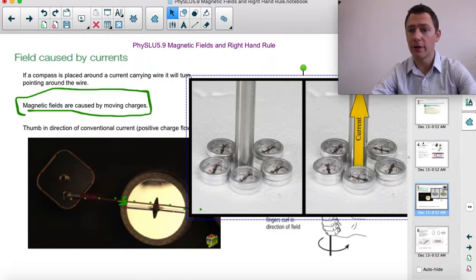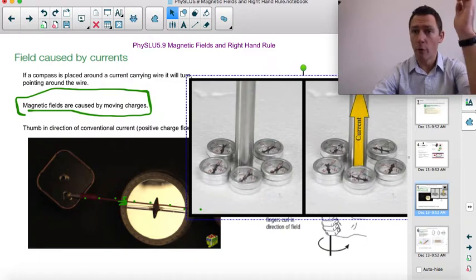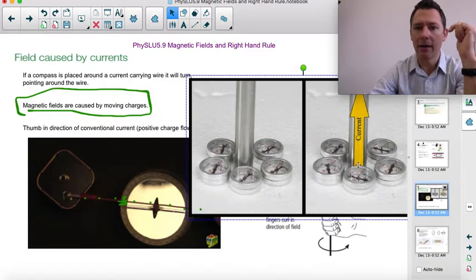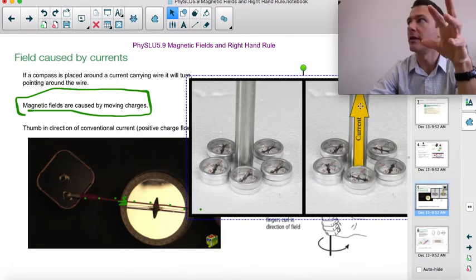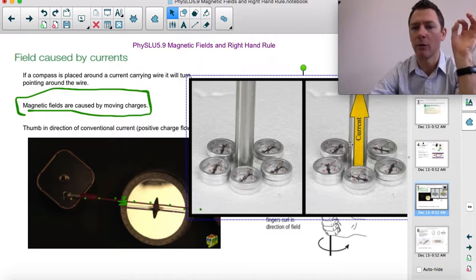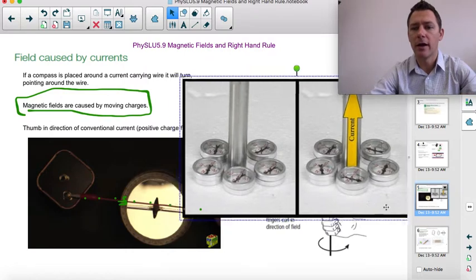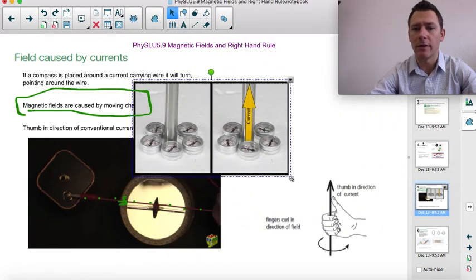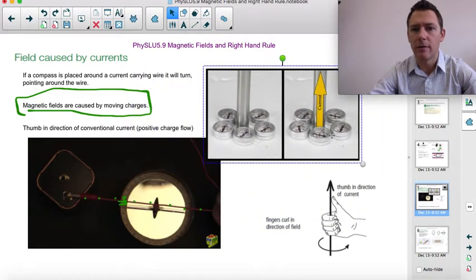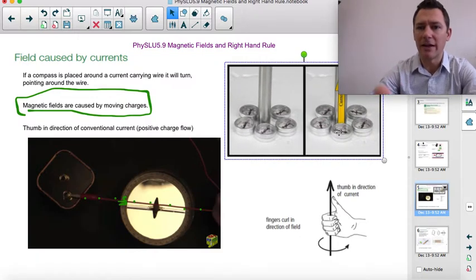But if you turn the current on, the magnetic field of the Earth is overwhelmed by the magnetic field coming through this current carrying wire, and you can see that they all turn and follow this pattern where they sort of revolve around this current carrying wire, and you can see which way the magnetic field is oriented based on this right hand rule.